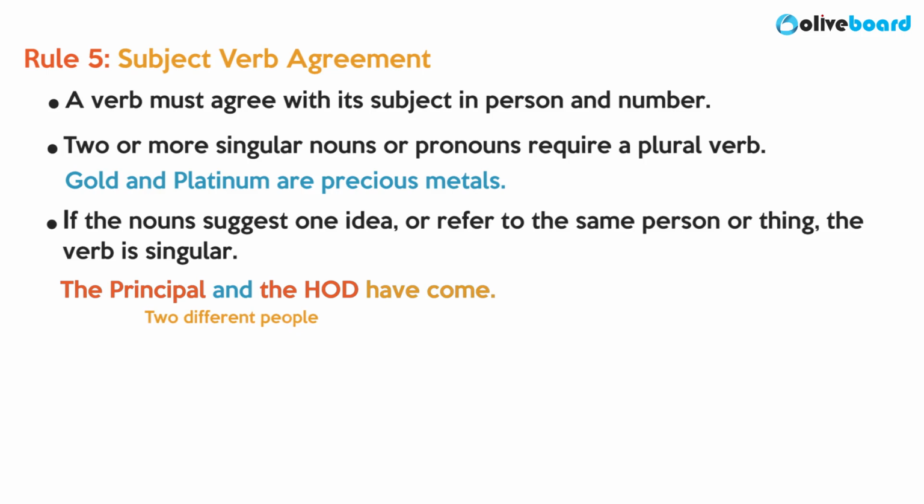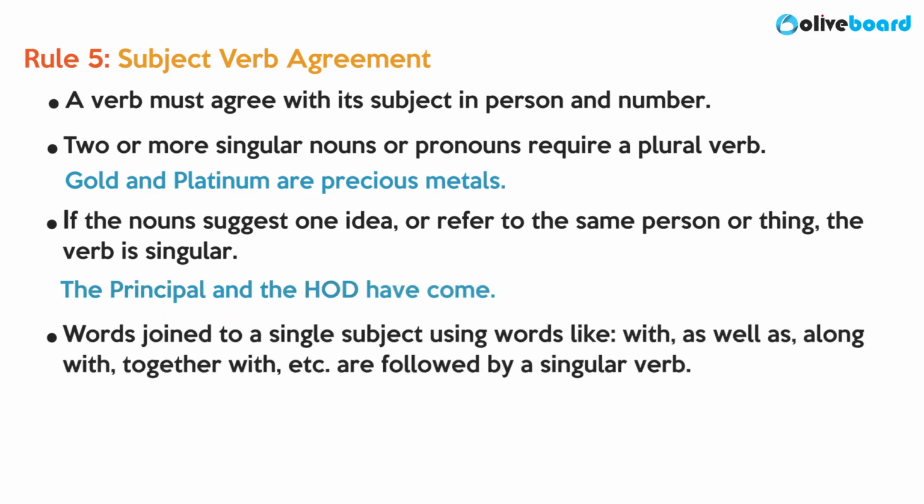The third rule here says that the words that are joined by a single subject using words like with, as well as, along with, together with, इनके बाद हमेशा singular verb आता है. These will be words जो आपको थोड़ा याद रखने पड़ेंगे.